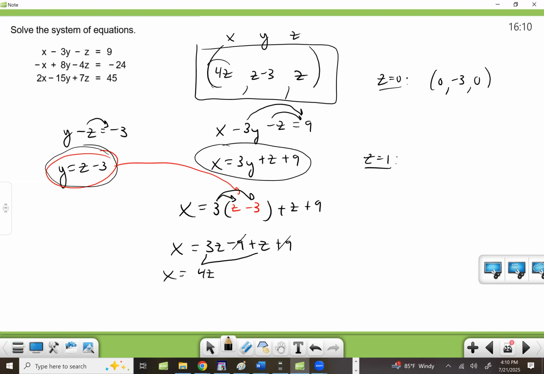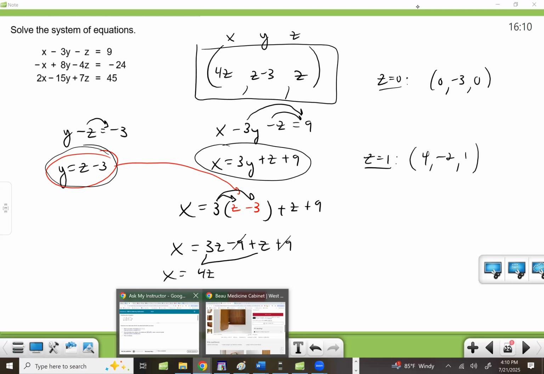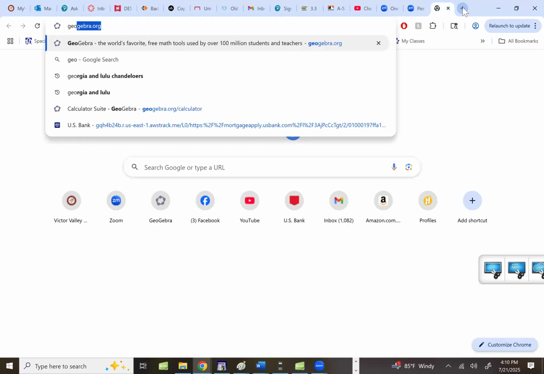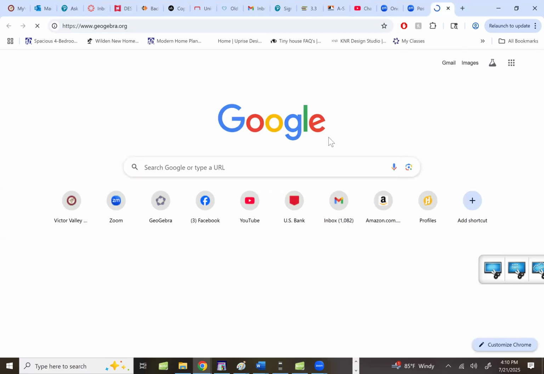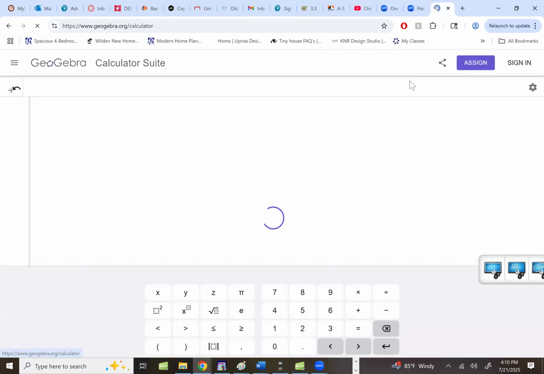Now let me substitute 1 in. So 4 times 1 is 4. 1 minus 3 is -2. And if we plug a 1 in for the Z, we get a 1. And we can pick another number, pick a 2, pick a 3, pick a -1, pick a -2. And we're going to get points on the intersection of these planes. So just to kind of remind you, let me go into GeoGebra and show you on the 3D grapher what this looks like and why this is important.